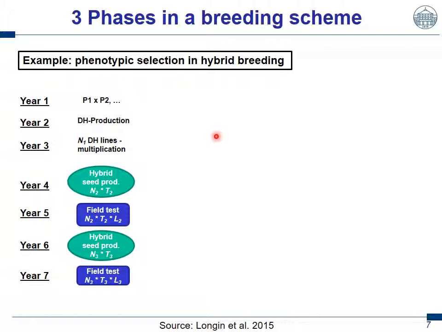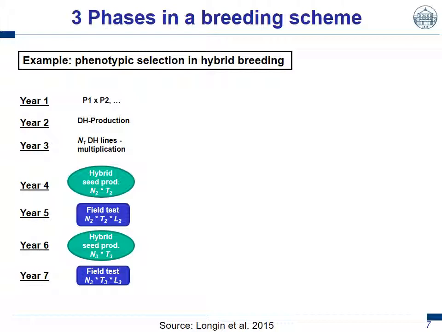Let's make an example, a phenotypic selection scheme for hybrid breeding. Let's assume we do a cross of different parents in year 1. We produce the doubled haploid lines from them. In year 3, we have the line multiplication and a nursery observation in parallel. Then we go to hybrid seed production and afterwards to a first yield test. The best ones we select are once again to go to a hybrid seed production with more testers, and then we put them finally in a second yield test.